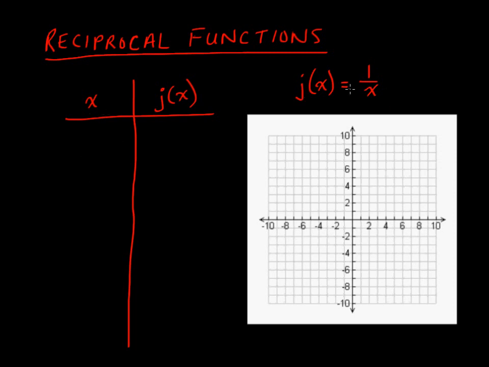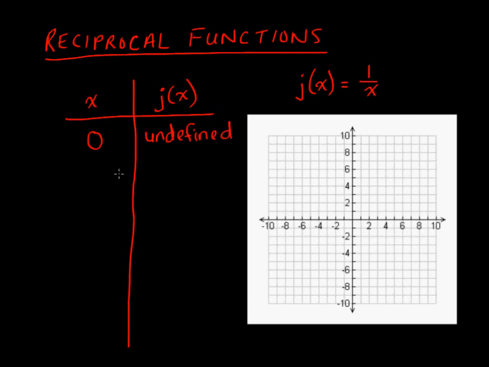When we go to substitute in x values to get corresponding function values, what happens if we substitute in the value of 0 into this equation? Well, we would get 1 over 0. Is it possible to divide anything by 0? No. And so we actually get an answer that is undefined.